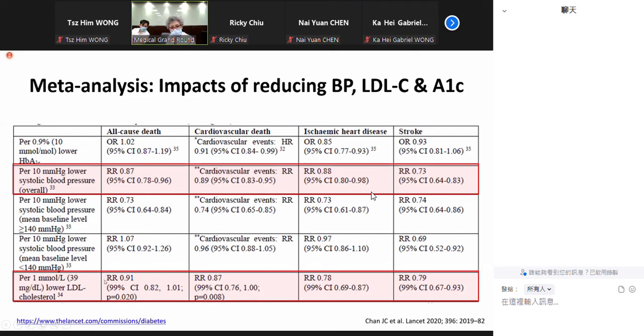And when it comes to lipid, you can actually reduce again about 20% of cardiovascular disease, ischemic heart disease, or stroke, if you treat these people adequately for 3 or 4 years. These are based on large randomized clinical trials.